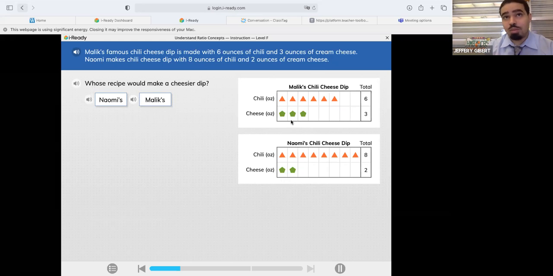So it looks like Malik got the cheesier one because he got 3 cheeses and Naomi only has 2. He also has less chili than Naomi has. So that means the cheese is going to mean more in Malik's than it is going to mean in Naomi's.